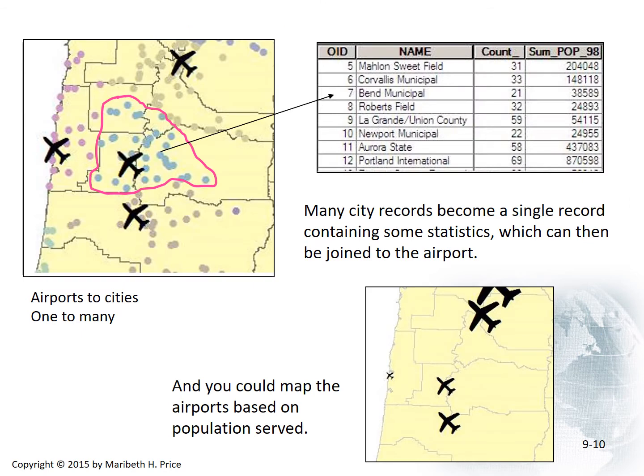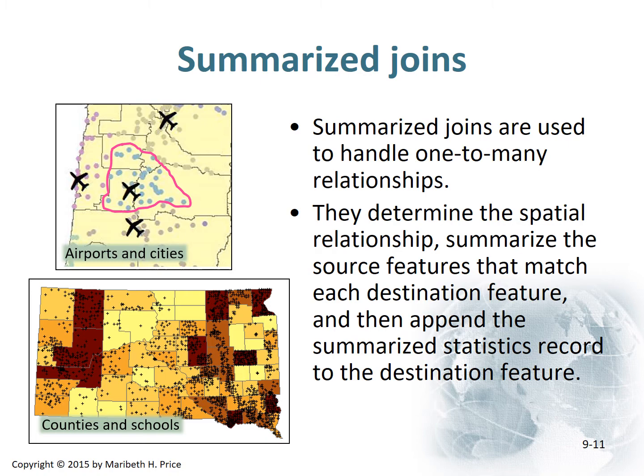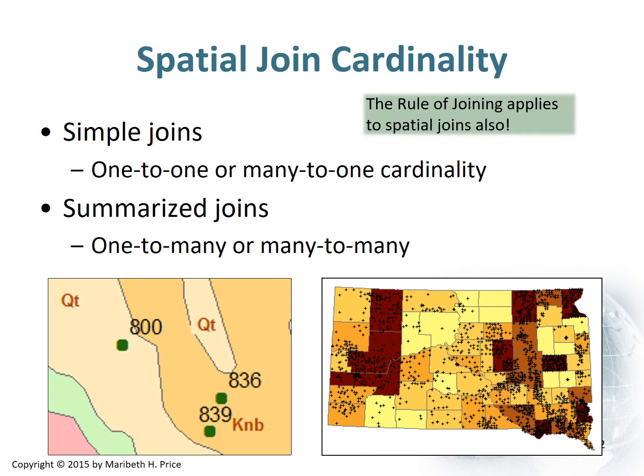And in those examples, you can look through these and understand what they are, but essentially it just finds which cities are closest to which airports. And that's sort of how this example works. It identifies all of those, so the cities would be the many and the airport would be the one. Summarized joins are specifically designed to handle these sorts of relationships. Spatial join cardinality is pretty straightforward. Simple joins are one-to-one or many-to-one, and summarized joins are one-to-many or many-to-many.